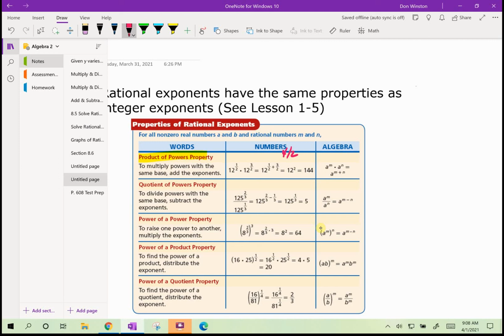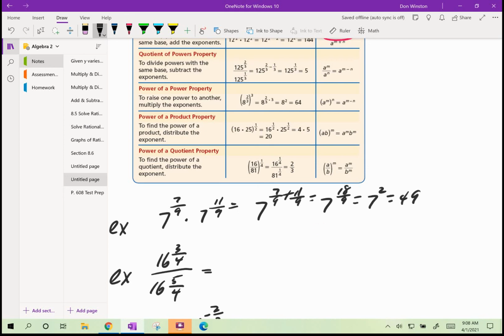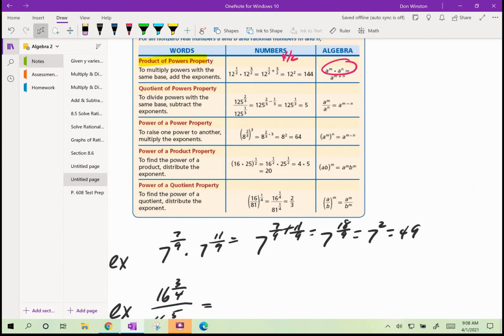Again, a raised to the m times a raised to the n is equal to a raised to the m plus n. Another example here, I have 7 raised to the 7/9 times 7 raised to the 11/9. So that would be 7 raised to the 7/9 plus 11/9, and that will equal 7 raised to the 18/9, which is 7 squared, which will be 49. That's the product of powers property.